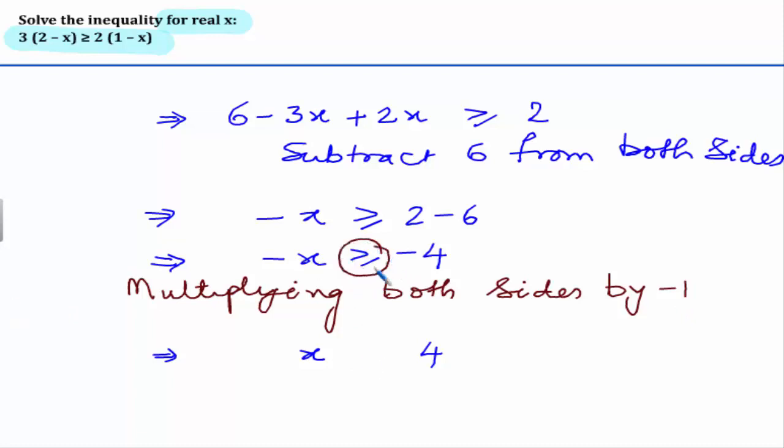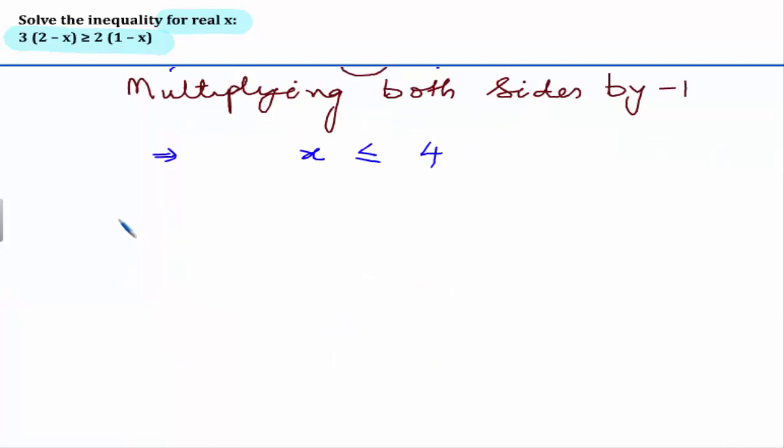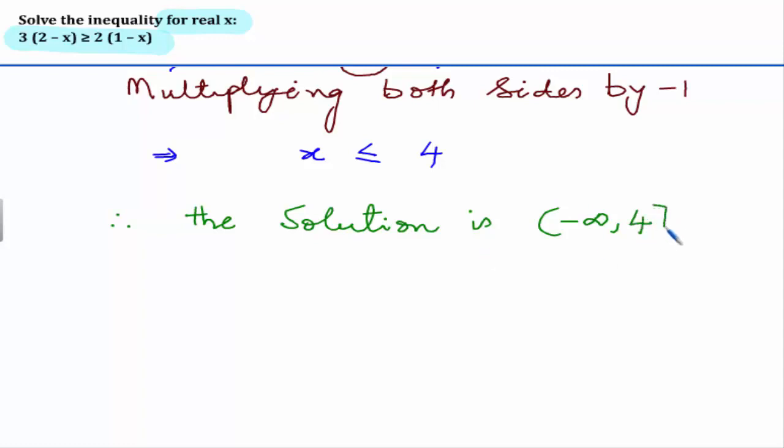Now it will be lesser than or equal to 4. Therefore, the solution of the inequality is minus infinity to 4. It is less than 4, therefore it is minus infinity, and it is equal to 4, therefore we get a closed interval on the right hand side.